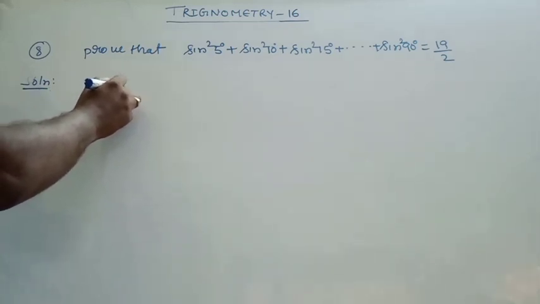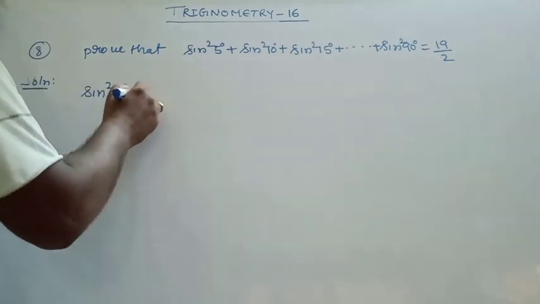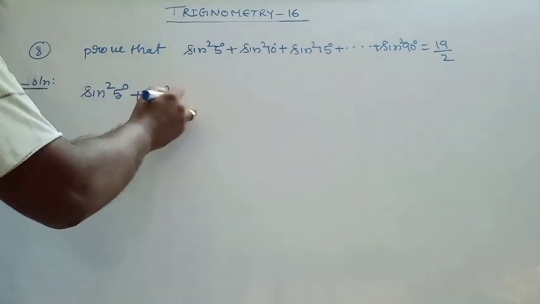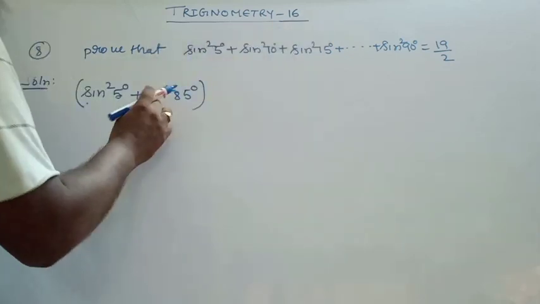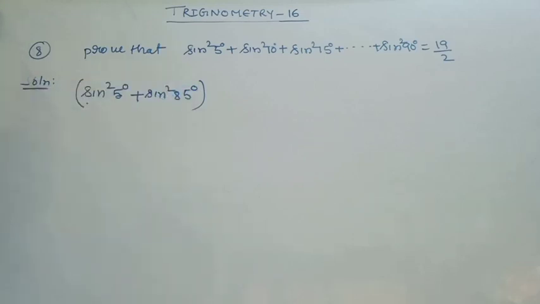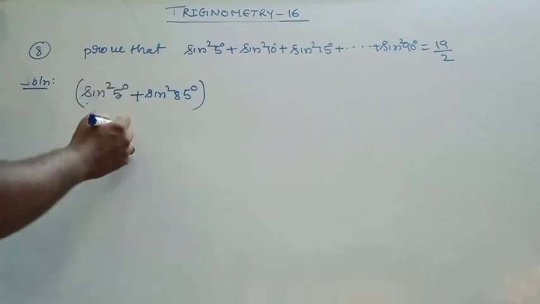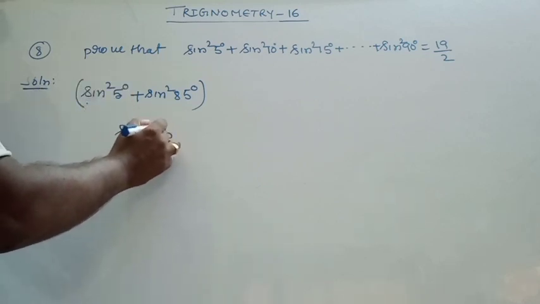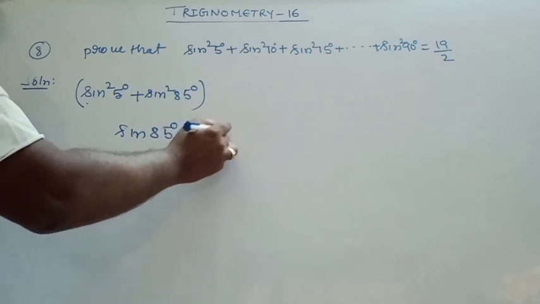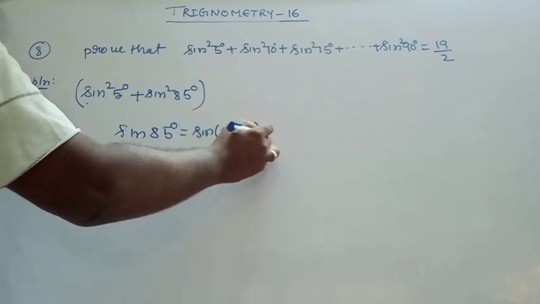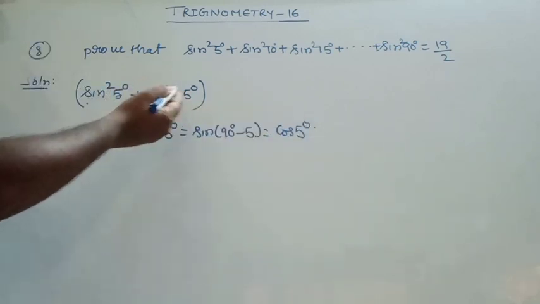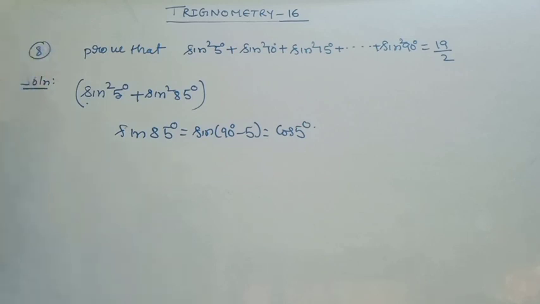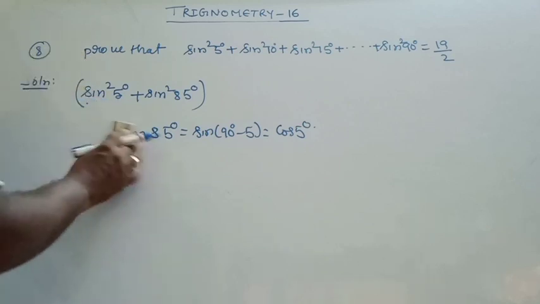Now for sin² 5°, and the last one we are having here, I am going to club sin² 85° with it, because sin² 85° becomes cos² 5°. Why? Because sin 85° you can write as sin(90° − 5°), and this becomes cos 5°. Therefore sin² 85° becomes cos² 5°, and that sum becomes 1. Let us club them and add them like this.